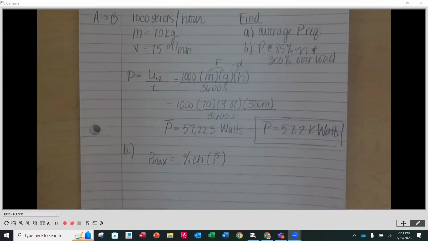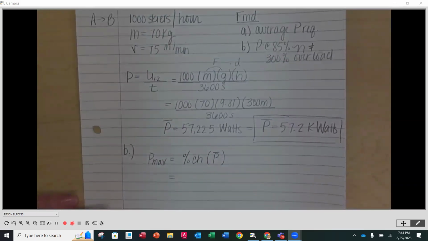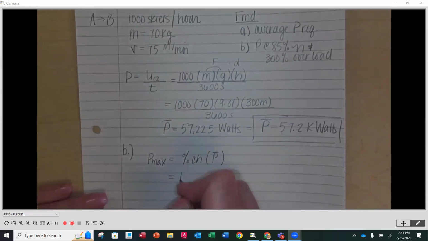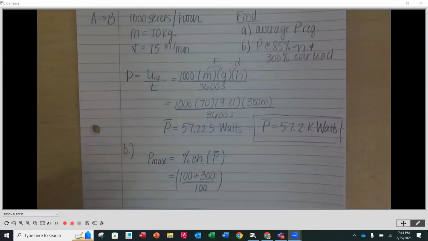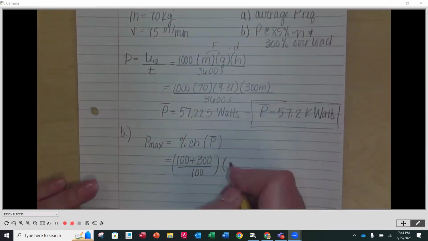That would be their safety factor. Yeah, saying that there's a 300% overload is a safety factor. Yes, absolutely. It's just a different way of saying it. Safety factor is usually a direct multiplier. This is looking more at a percent change. So we're going to say 100 plus 300 divided by 100 is the percent change in front of our average power value, which is 57.2 kilowatts.